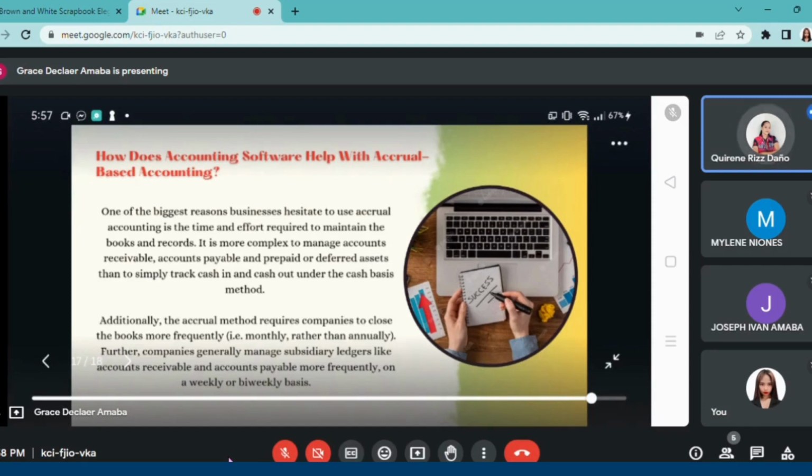So, accounting software greatly aids in accrual-based accounting by automating and streamlining various processes. It enables businesses to easily record and track accruals such as accounts receivable and accounts payable, ensuring accurate recognition of revenues and expenses. The software generates financial statements and reports that reflect the accrual basis, making it easier to analyze the financial health of the business and adhere to regulatory requirements.